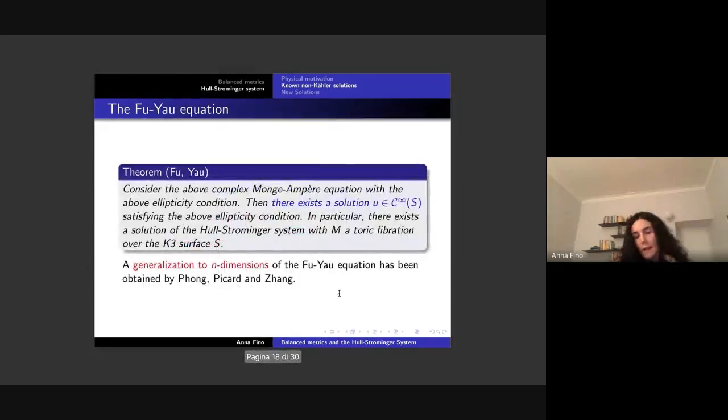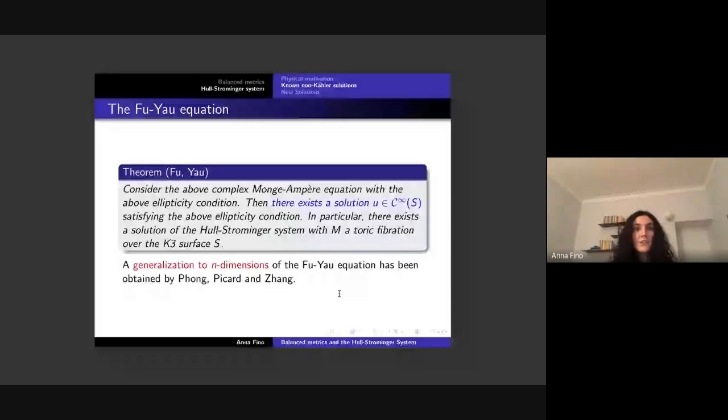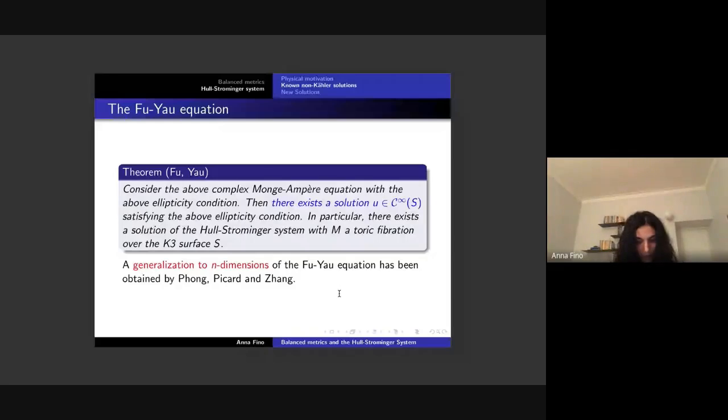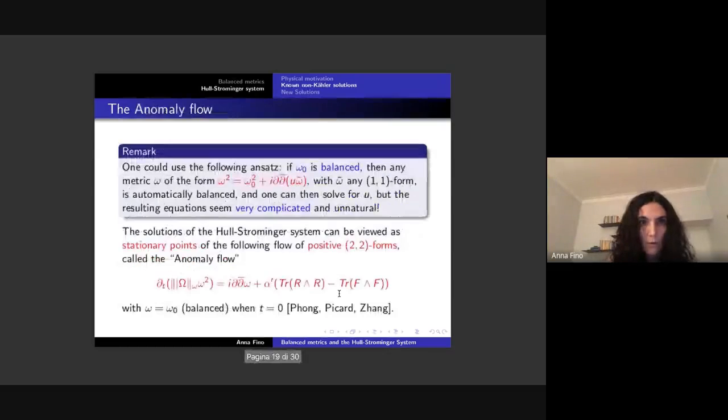And essentially, the nice theorem by Fu-Yau is that they found that, in fact, there exists a solution satisfying the above ellipticity condition, and of course, the complex Monge-Ampere equation. And so, in particular, they show that there exists a solution of the Hull-Strominger system with M a toric fibration over K3 surfaces. Here, nabla is the Chern connection. And the complex Monge-Ampere equation that I showed before was, in fact, generalized in higher dimension by Fong, Phong, and Zhang. And they show also that there are solutions for that case.